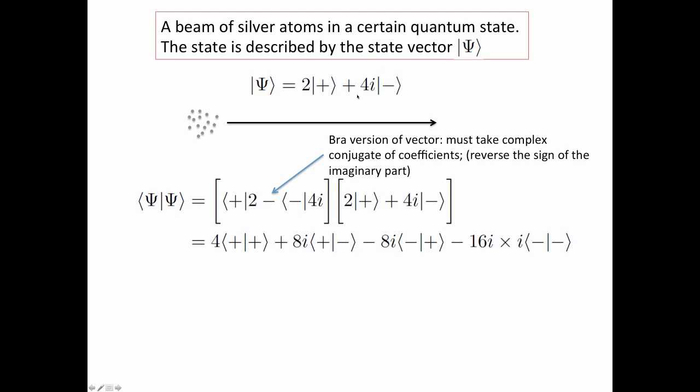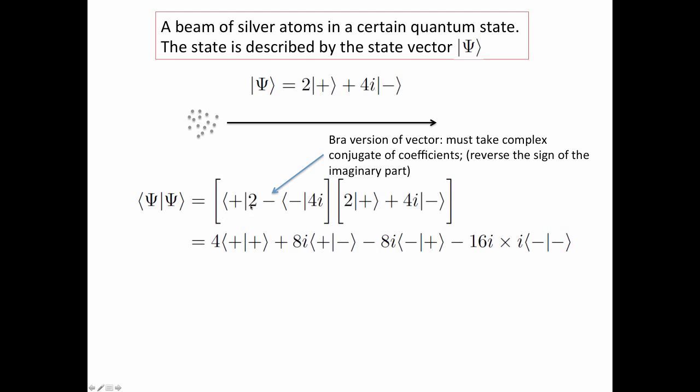In our case, we only have one of the coefficients being complex, and it's actually purely imaginary, 4i, where i is the square root of -1. To take its complex conjugate, all you have to do is reverse the sign in front of the 4i. So that's why we have a negative sign here instead of a positive sign. Having done that, we can just multiply out the brackets as you would do an ordinary algebraic quadratic equation.